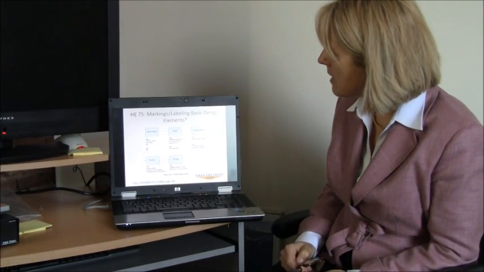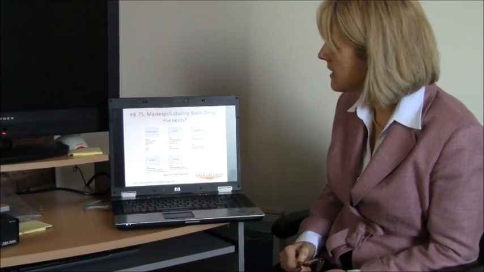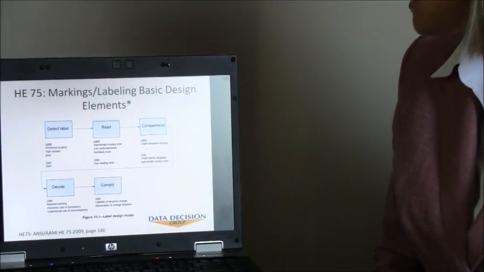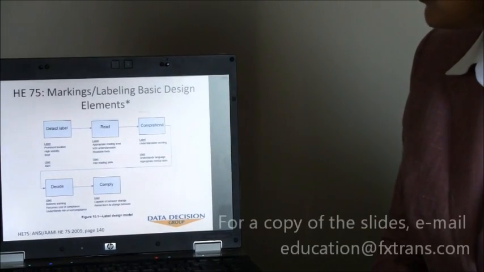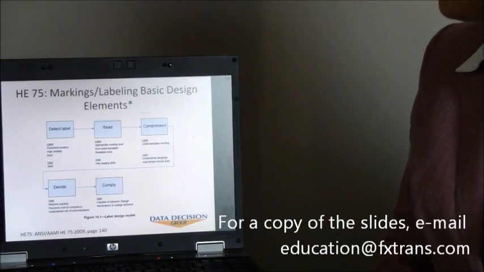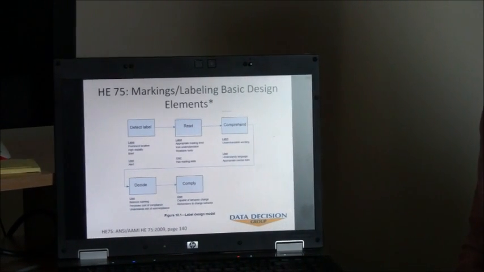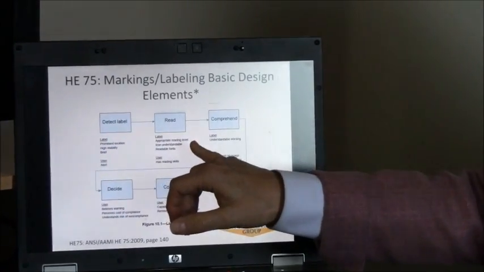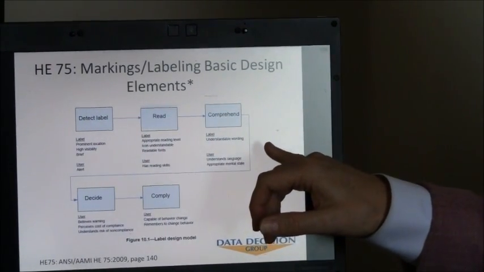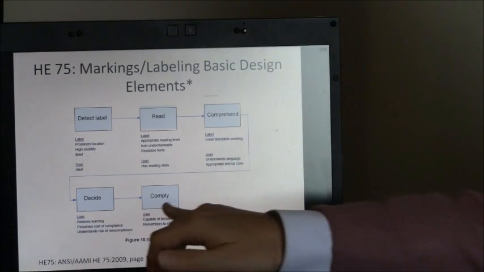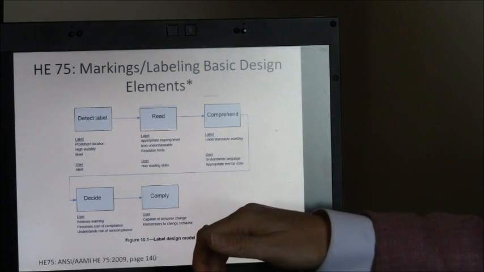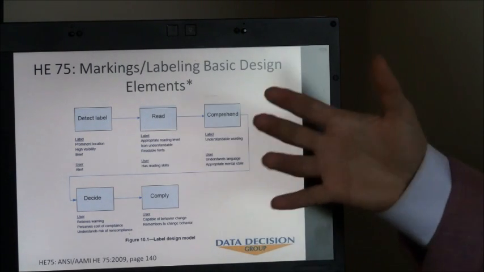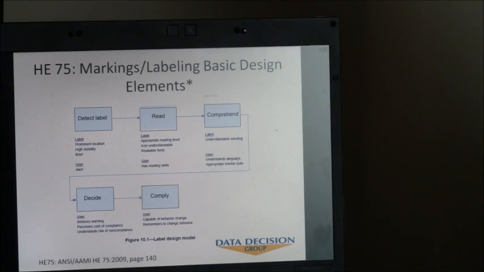So this is a component of HE75, and I'm sure that anybody who's watching this can request this PowerPoint presentation from Foreign Exchange. But the HE75 marketing and labeling basic design elements are that the user should be able to detect the label, read the label, comprehend the label, then decide what to do and comply with what it says on the labeling. So that's why labeling and language translations are so critical, because you need to be able to do this in any country where the product is marketed.